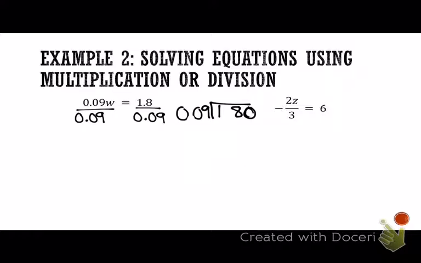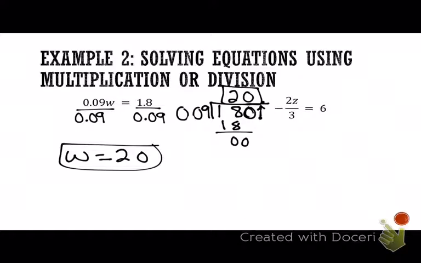9 goes into 18 how many times? 2. But then when I put 18 here and I bring it down, it's just 0. Well, my decimal place moved here. So what do I need after the 2? Another 0. 9 goes into 180 20 times. W equals 20. Okay, you guys are good on that.